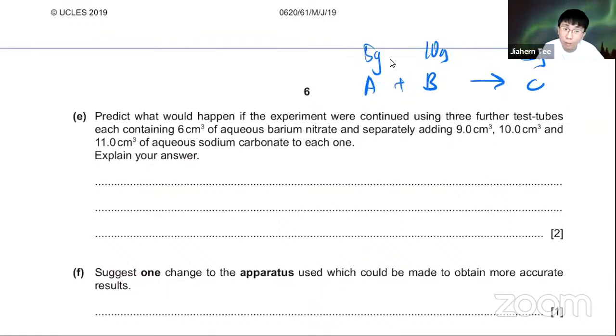The thing is, when you go through a chemical reaction, who decides your product at the end is the one that is lesser. The one that is always lesser decides your product. Why? Because when A is finished already, will B have any reaction? No. So the leftover B has totally no reaction. It stays alone. It doesn't produce any more C. So that's why who decides your amount of product is always the one that is lesser.